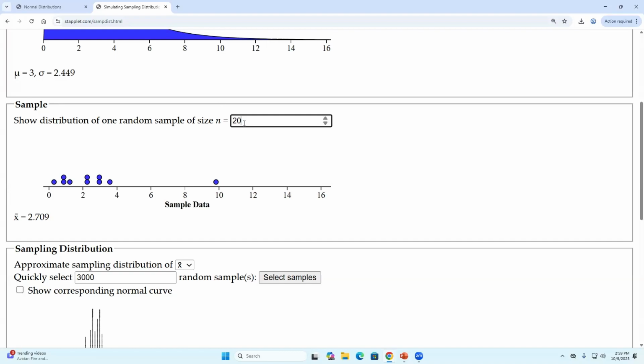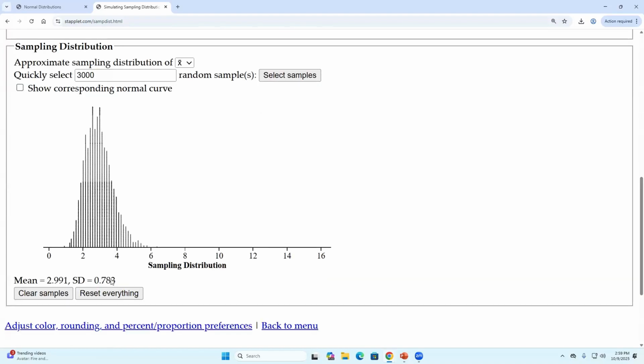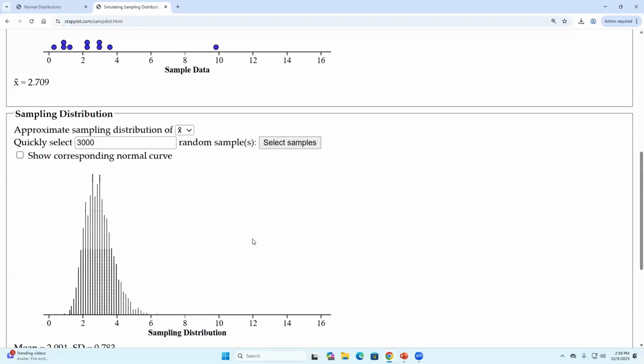So we're going to enter in 20 here, and we have 0.783. I'm going to write that down because there's no way I'm going to remember all these numbers. All right, we have a standard deviation of the sampling distribution of 0.783 when our sample size is 10.